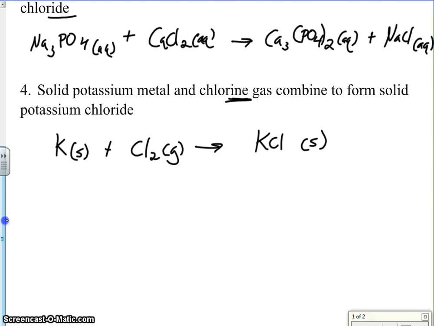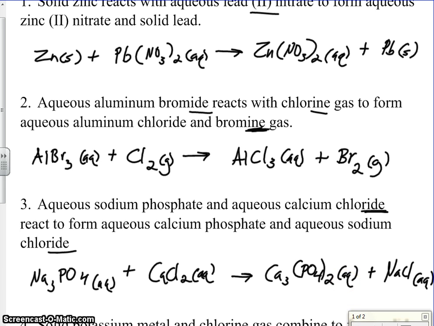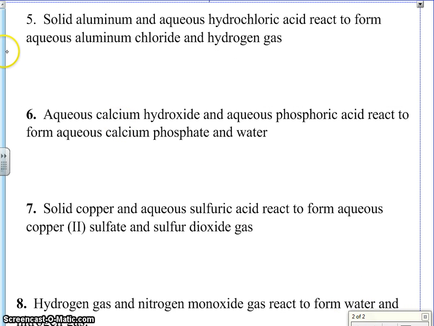Okay, so far that's the first 4. Let's try another couple 4 together. Okay, so first one is aluminum, solid aluminum. So we have Al, and we draw our solid after that.